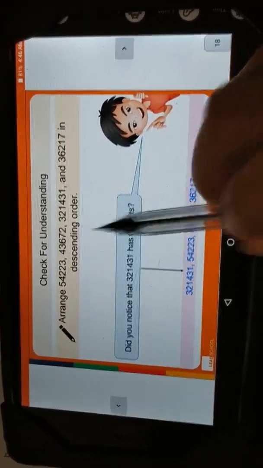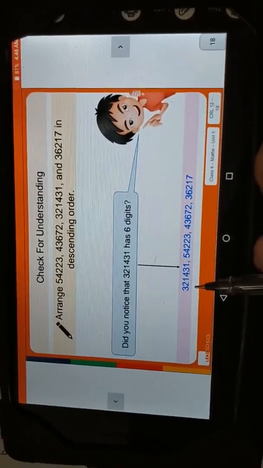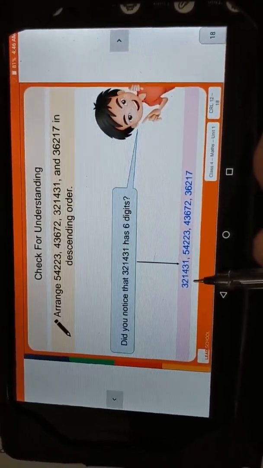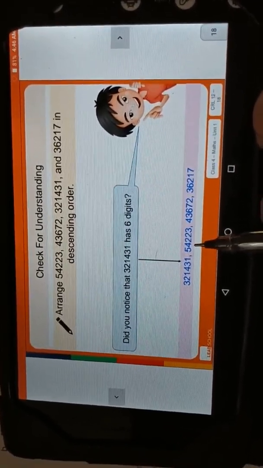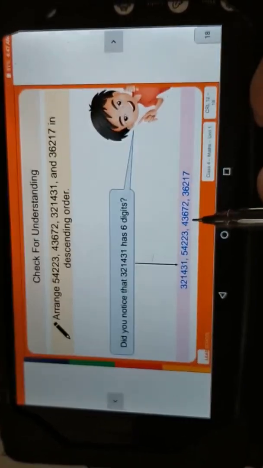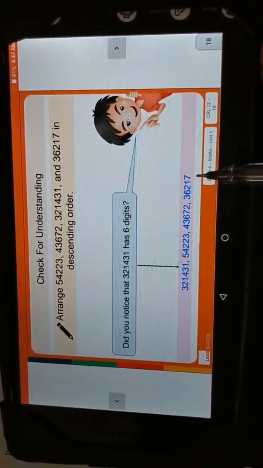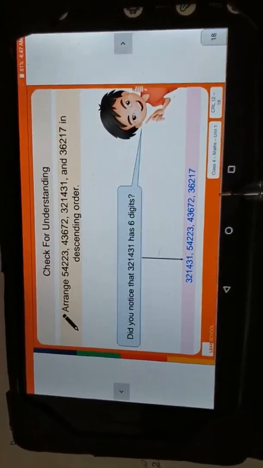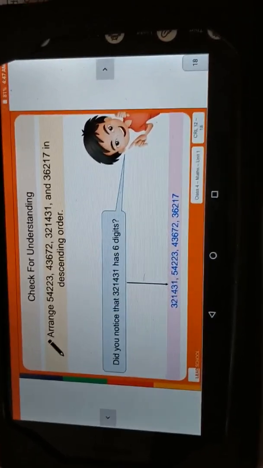A 6 digit number means that number is the bigger number. So here we have to write 3,21,431, and after that we have to write 54,223, 43,672, 36,217. This is the answer. Now students, I'll give you 1 minute. You have to complete your work.